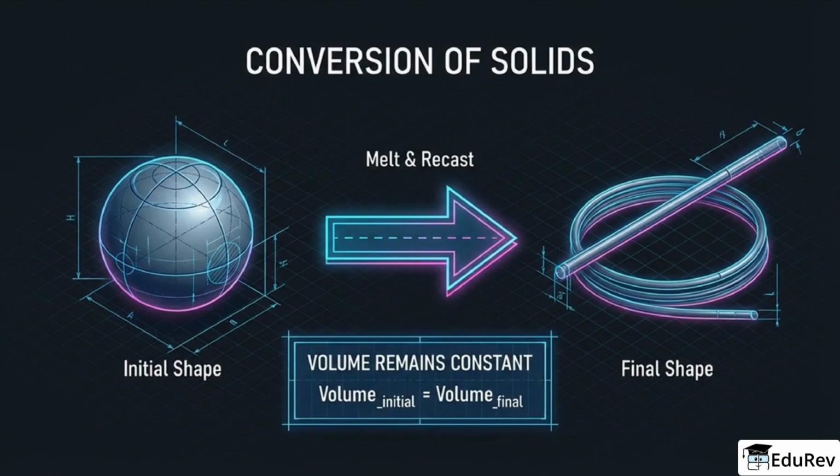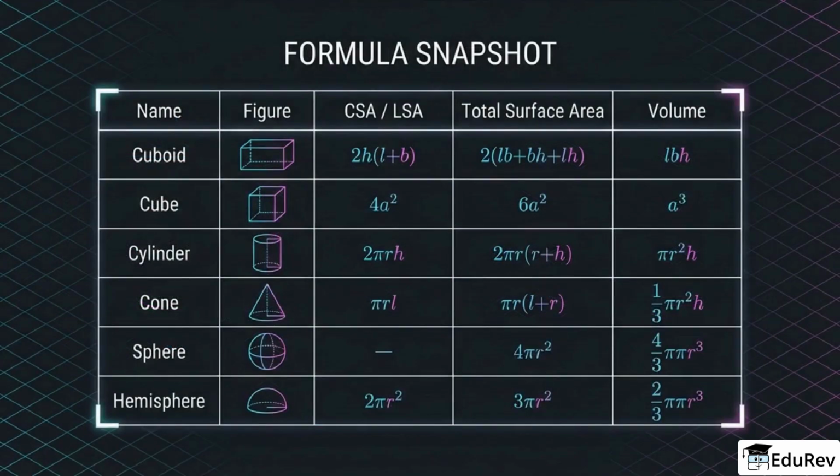Conversion problems use the principle that volume is conserved when a solid is melted and recast. So the volume of the original object equals the volume of the new object. That lets you set volumes equal and solve for unknown dimensions. Always check units and use the appropriate volume formula for each shape involved.